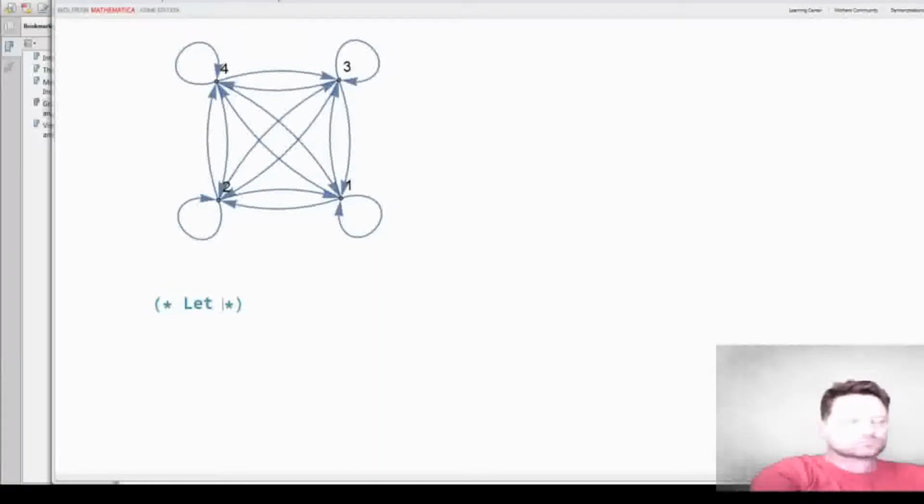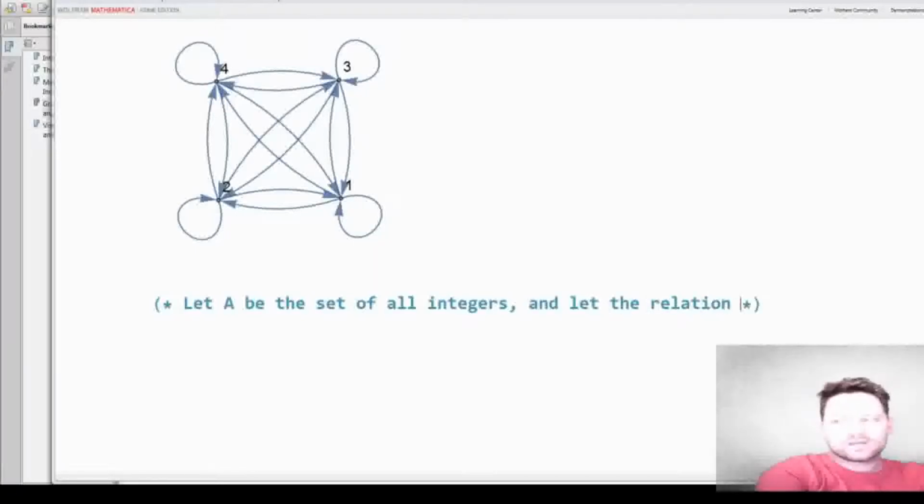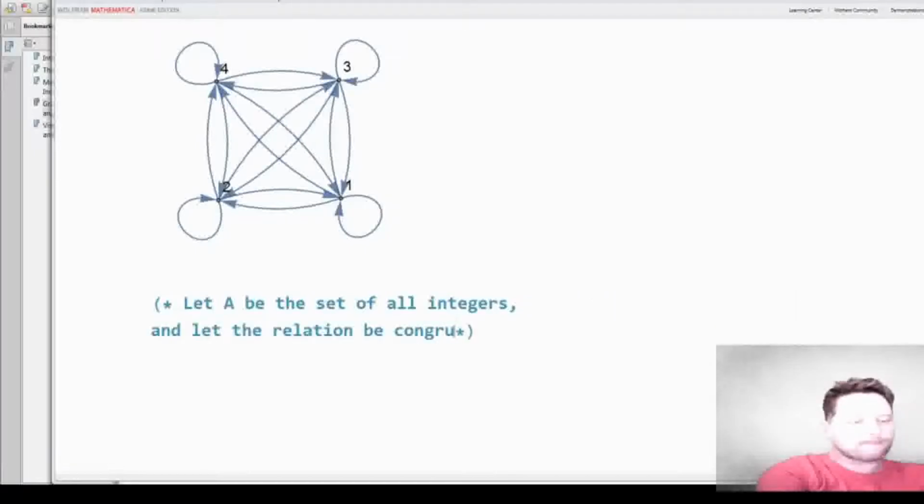Let A be the set of all integers, and let the relation be congruence modulo 3. So in other words, we're talking about remainders when we divide by 3. Okay, so let's just check that this relation is an equivalence relation.